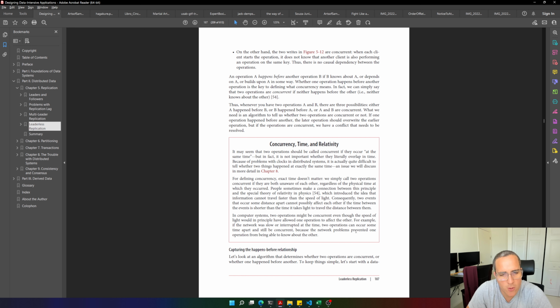For example, if the network was slow or interrupted at the time, two operations can occur some time apart and still be concurrent, because the network problems prevented one operation from being able to know about the other.